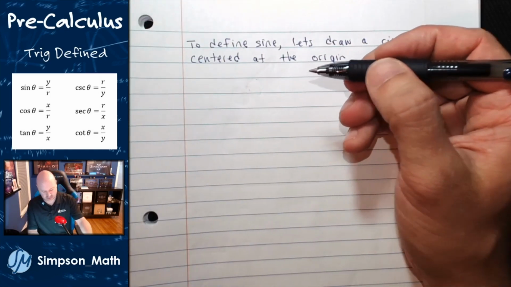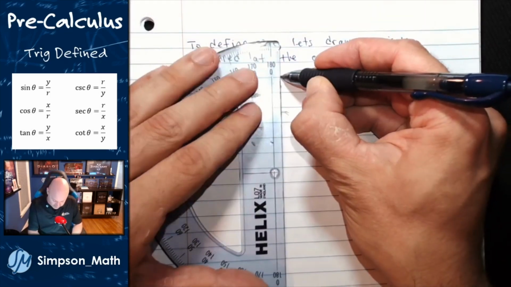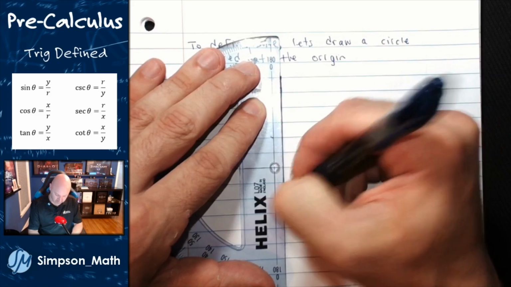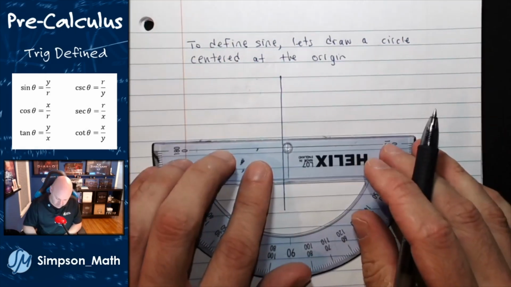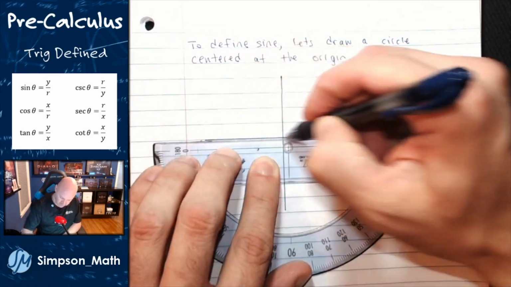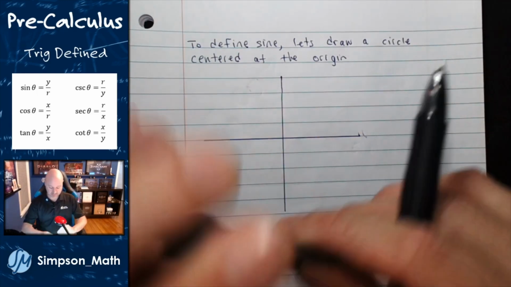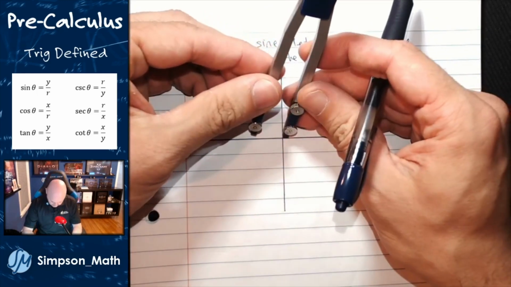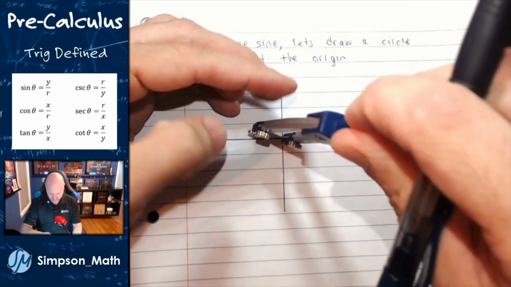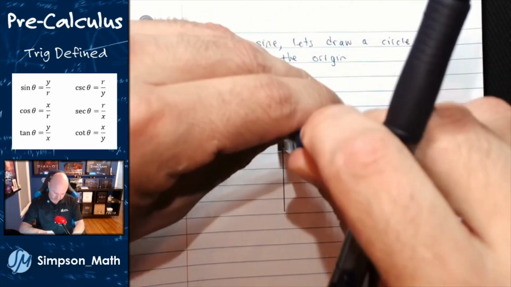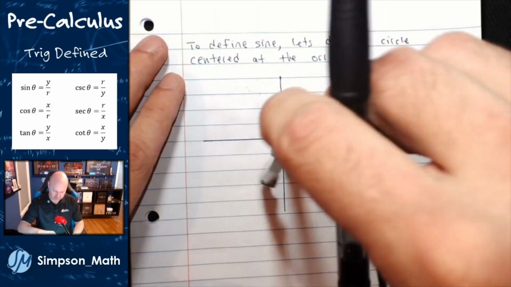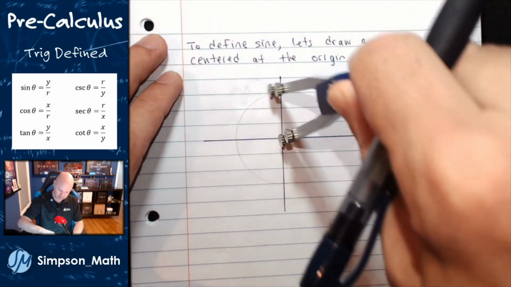I think I'll use a straight edge just for fun. I think I'll bust out a compass to help me draw a circle. Get a little bit bigger. How about that? That's good.